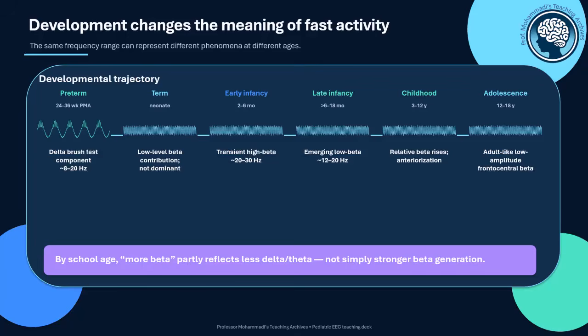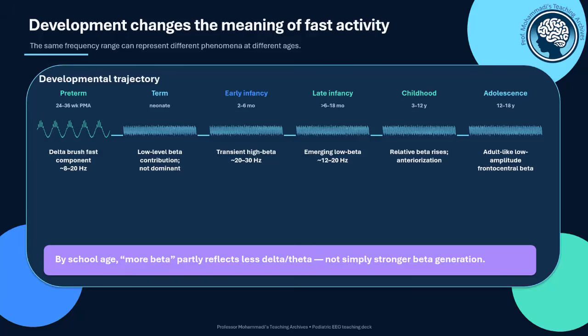After about 6 months, a lower beta component around 12 to 20 Hz begins to emerge in some infants as thalamocortical networks mature. Through childhood, relative beta activity becomes progressively more prominent while the distribution shifts anteriorly. By adolescence, physiological beta increasingly resembles the adult pattern: low amplitude, relatively symmetrical, and predominantly anterior or frontal-central. An important nuance is that greater relative beta power in older children does not necessarily mean that the beta generator itself has become dramatically stronger. Part of the apparent increase reflects the developmental reduction in delta and theta activity.